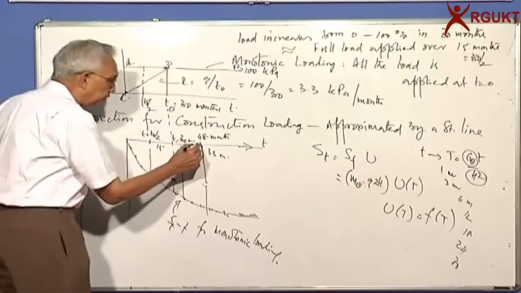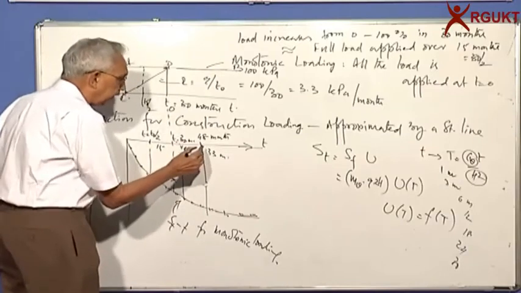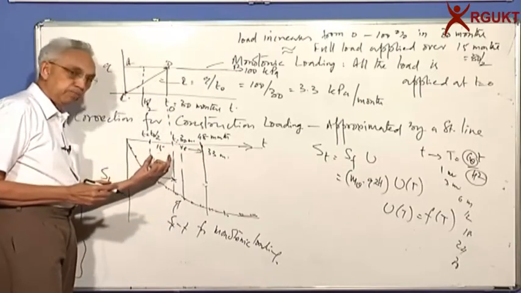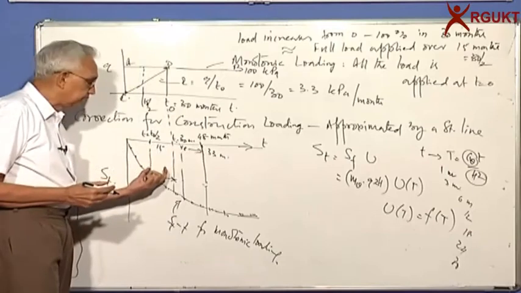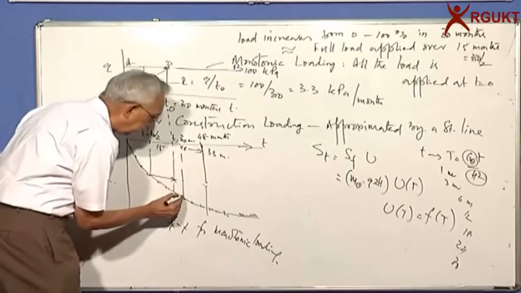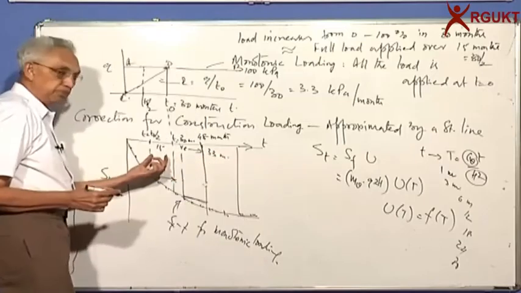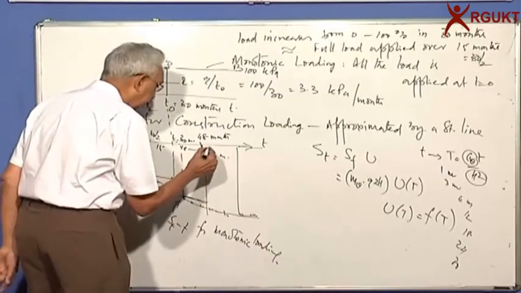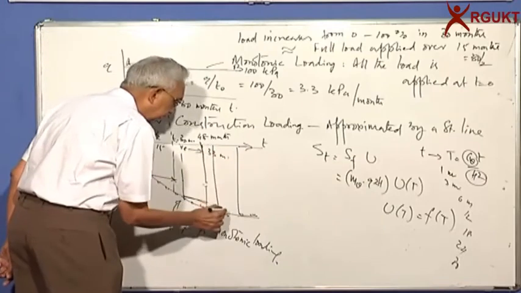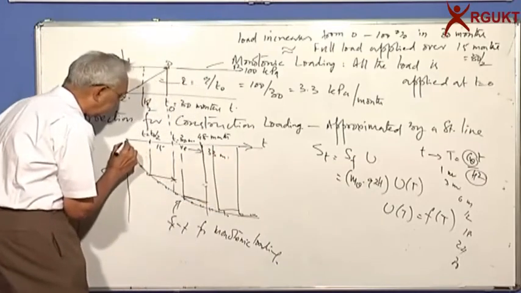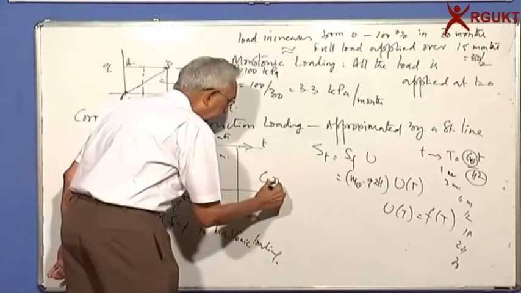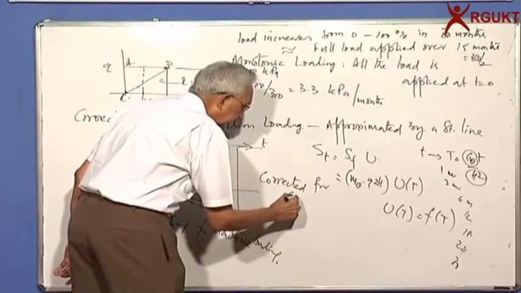I wanted 48 months, but 48 means I have 15 months corresponding to the average construction time plus 18, which is 33. If I wanted 60, 15 plus 30, which is 45, I come back here and transfer it. So we'll now say the corrected for construction time.